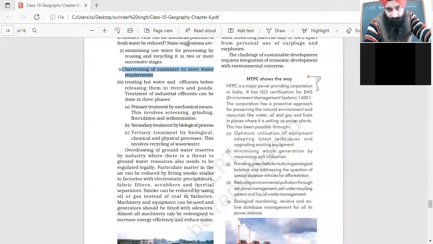Rainwater harvesting. Repeat it. Can you spell it?